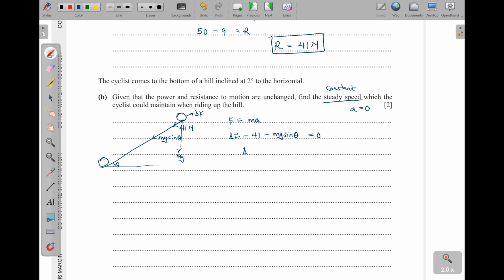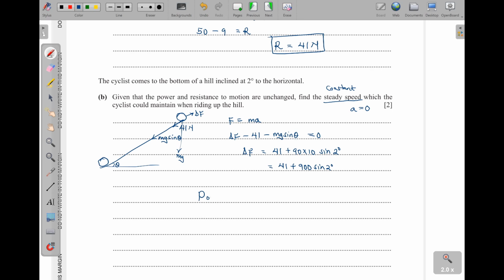So meaning the driving force is going to be equal to 41, plus the mass, which is 90, times 10, times sine of the angle, which is now 2 degrees. So this one is 41 plus 900 sine 2. First, leave it exact. You don't need to write the decimals here. Always round off at the end.